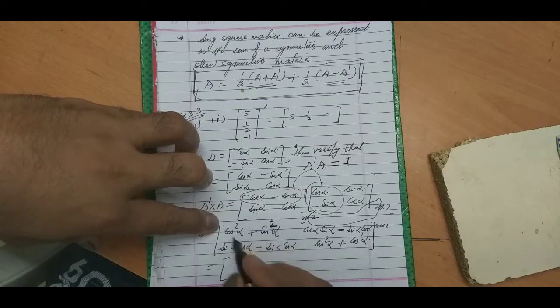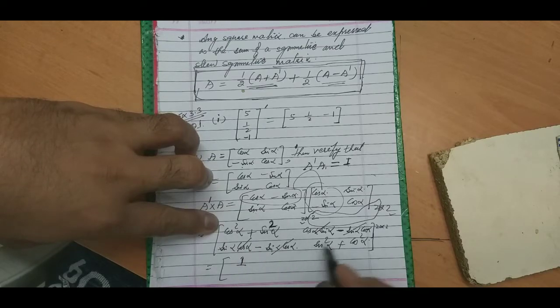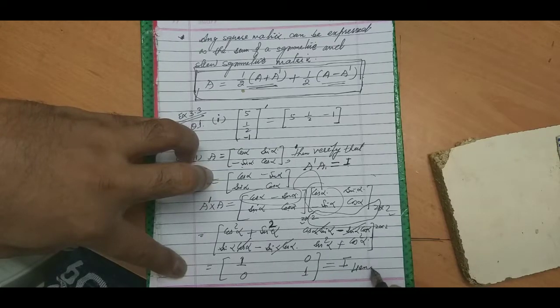Sin square theta plus cos square theta is 1. Cos alpha sin alpha minus cos alpha sin alpha cancel. Sin alpha cos alpha, sin alpha cos alpha cancel, and this is again 0. This is 0 and this is 1, and 1 in the 1-1 and 2-2 position is the identity element. So 1 0 0 1 is nothing but the identity matrix. Hence proved.